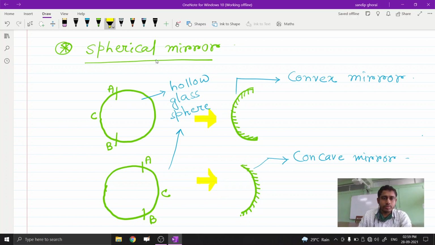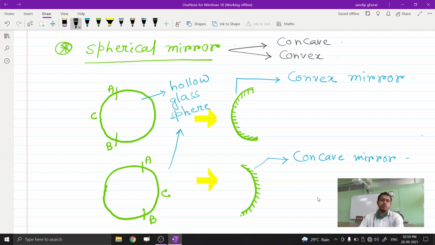So we know there are two types of spherical mirror. The first one is concave, and the second one is convex mirror. What is the main difference between convex and concave mirror? The reflecting surface of a convex mirror is convex, and the reflecting surface of a concave mirror is concave.